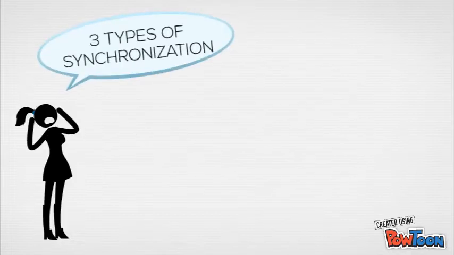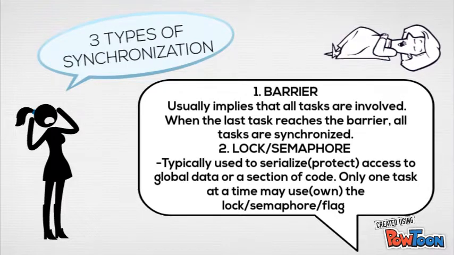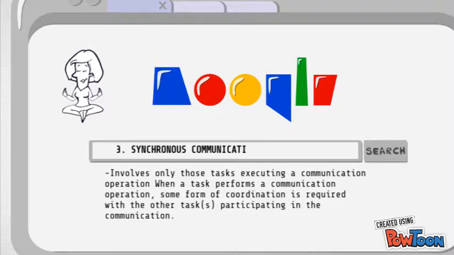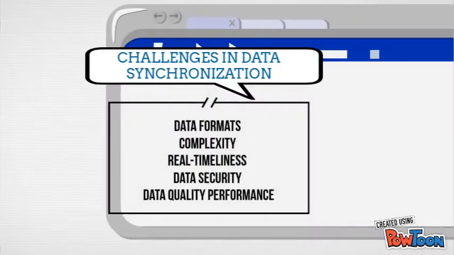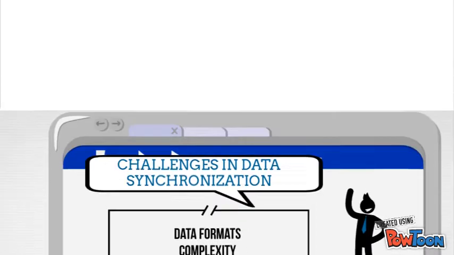There are three types of synchronization. First, barrier. Second, lock/semaphore. Third, synchronous communication operations. Challenges in data synchronization: data formats, complexity, real-timeliness, data security, and data quality performance.